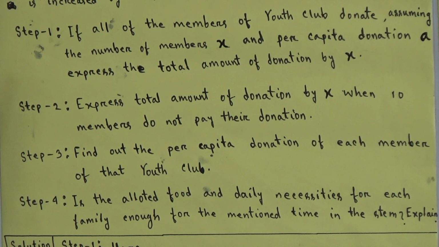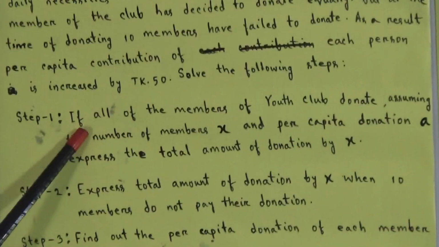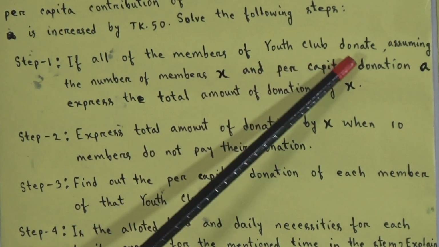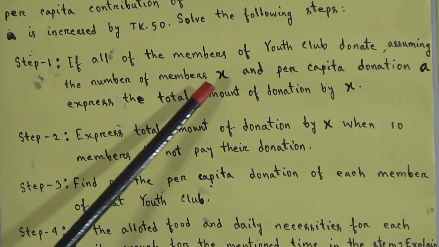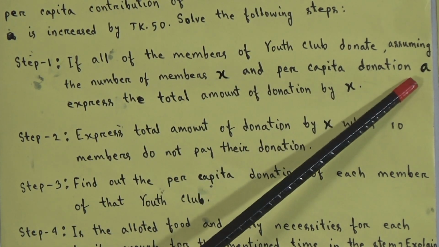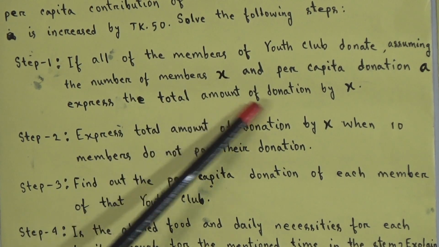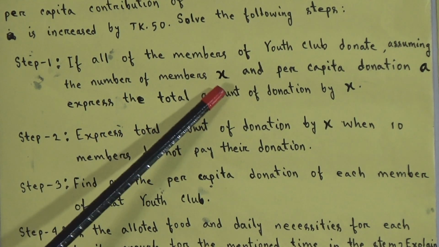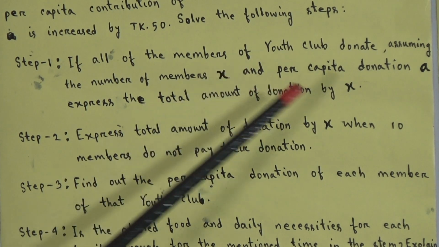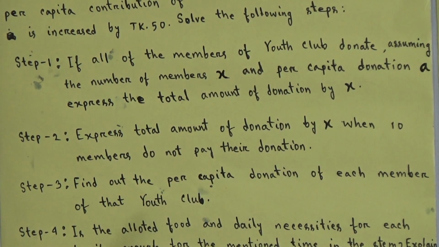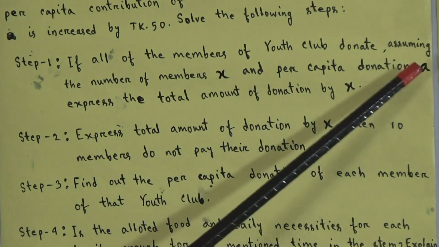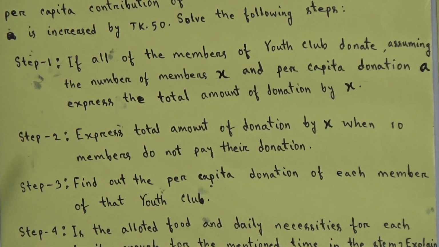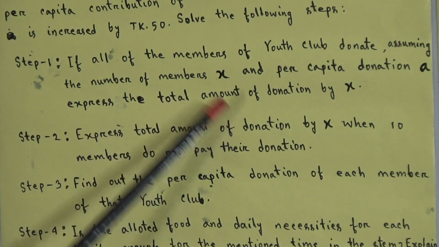At first, we'll solve step 1. The question is, if all the members of the youth club donate, assuming the number of members X and per capita donation A, express the total amount of donation by X. Here, total number of members in the youth club is X, and per capita donation is A. Per capita donation means the donation of each member. Donation of each member is A. So donation of X members will be X times A. That means it will be AX. And we have to express the total amount by X.